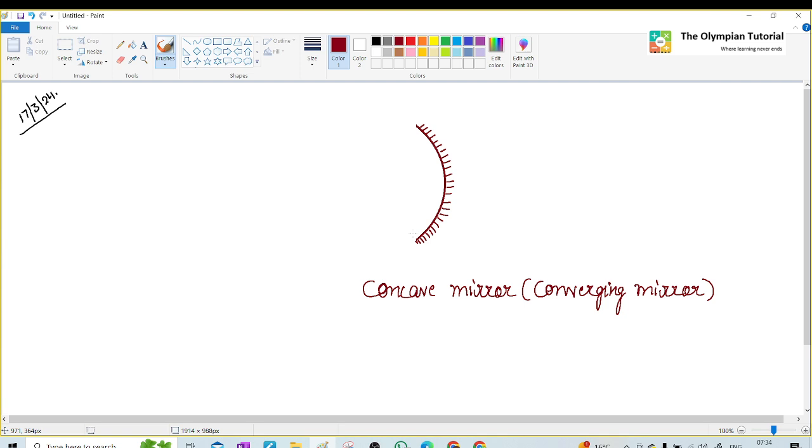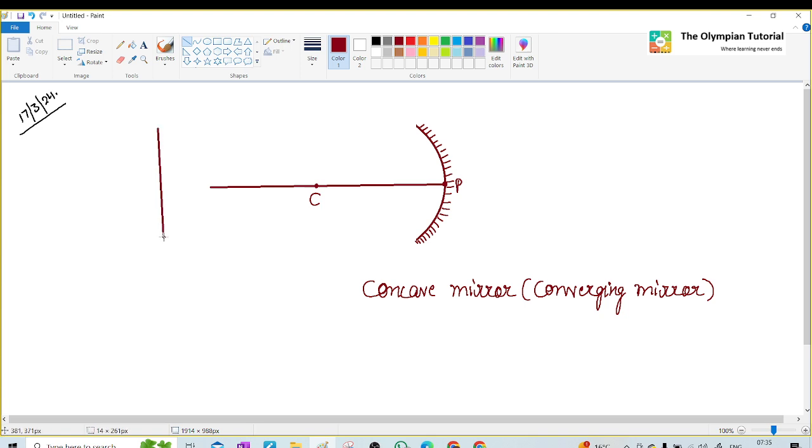So it is like a cave. Here, this is point P. Thania, PC is also known as? Principal, no. Radius of curvature. Radius of curvature. Very good. Radius of curvature, and it is also the principal axis.